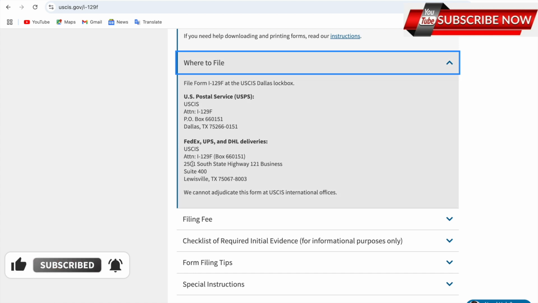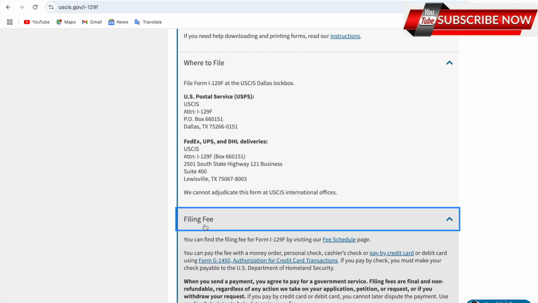Don't write this address and take it to USPS, the post office. Don't write the post office address and take it to FedEx, UPS, or DHL. No, they are going to reject it. They are not going to send it. That's a totally different address. Don't confuse yourself, please. And see the filing fee.